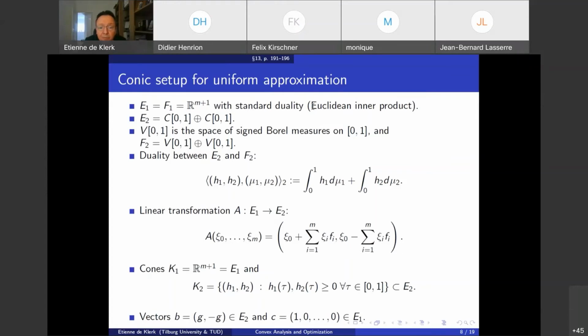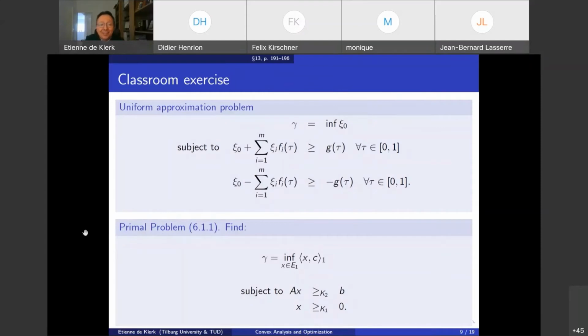we are talking about Euclidean inner products for the duality 1. So this is just the vector with first component 1 and then m components 0. Okay, so that's a whole mouthful, but if we've done that, then our uniform approximation problem, which we had before, just reduces to the standard form of the primal problem. So let us do a reality check here.